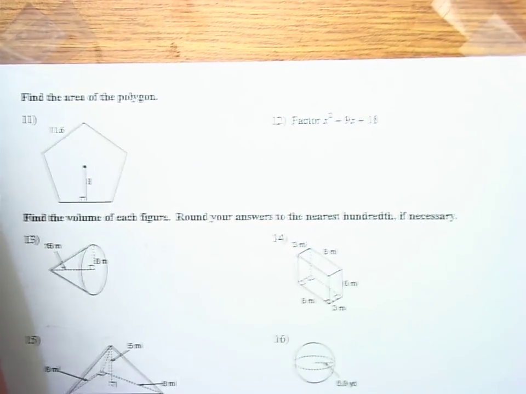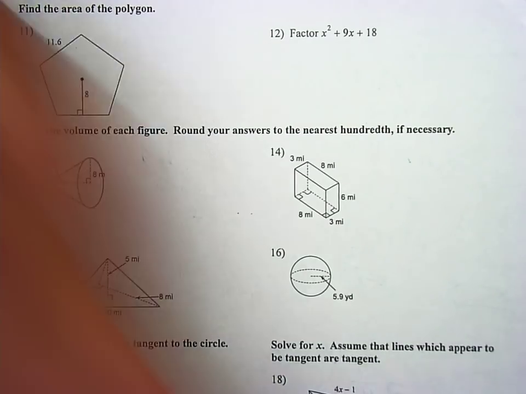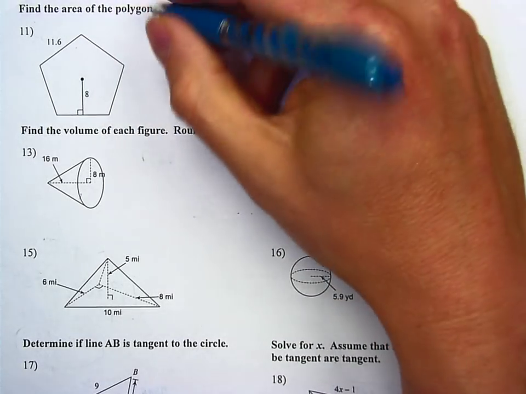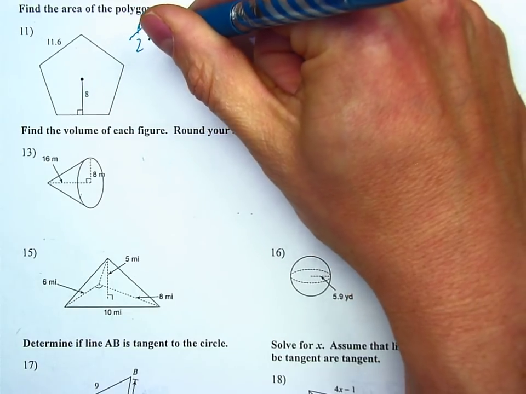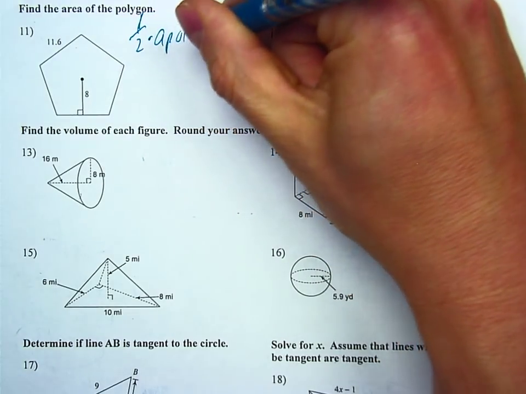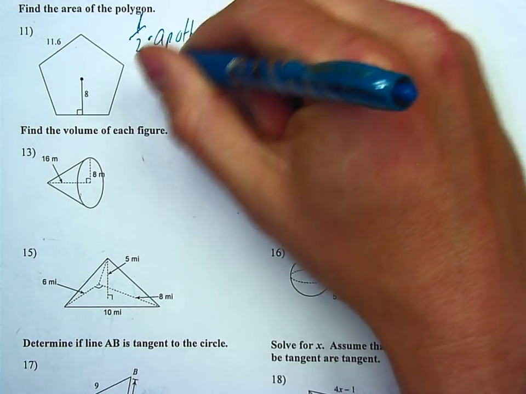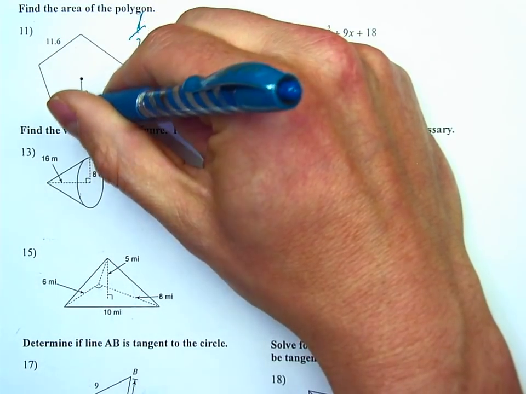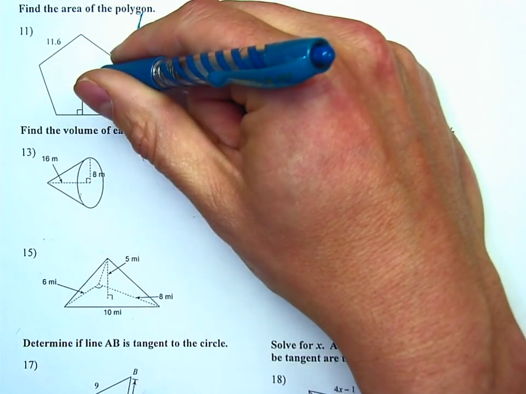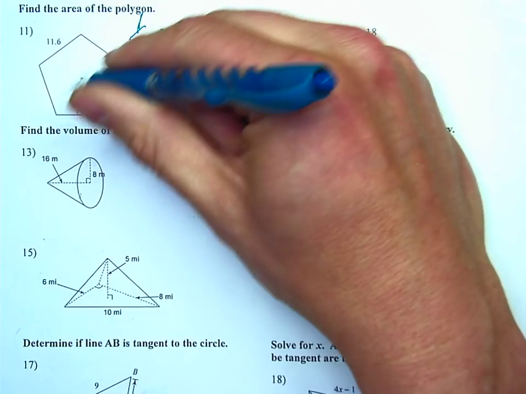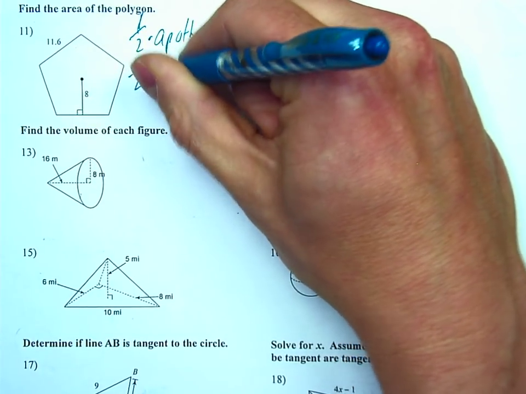To the top. Area of a polygon. So again, a polygon, we should do half the apothem times the perimeter. So the apothem here is 8. The distance from the center of the polygon to one of the sides is the distance from the center to the side, vertical or straight distance, not to the vertex, but to the side. So I've labeled the proper measurement here.